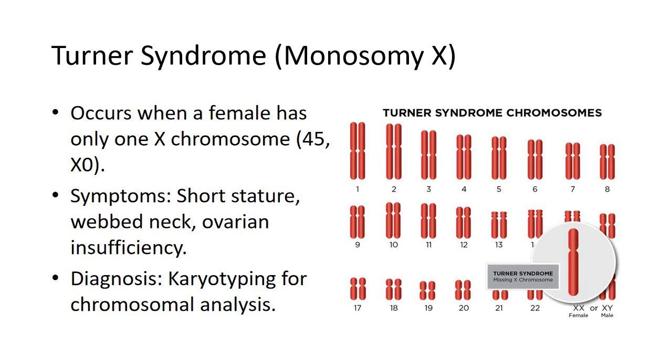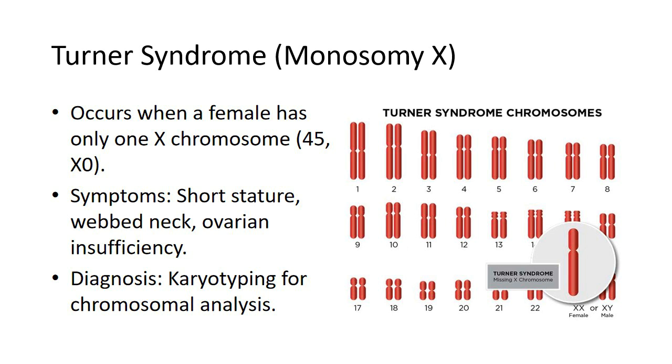2. Turner syndrome, monosomy X. Cause: Turner syndrome occurs when a female is born with only one X chromosome, 45,X0, instead of the usual 2 X chromosomes. Symptoms: physical features: short stature, webbed neck, low hairline, and broad chest with widely spaced nipples.